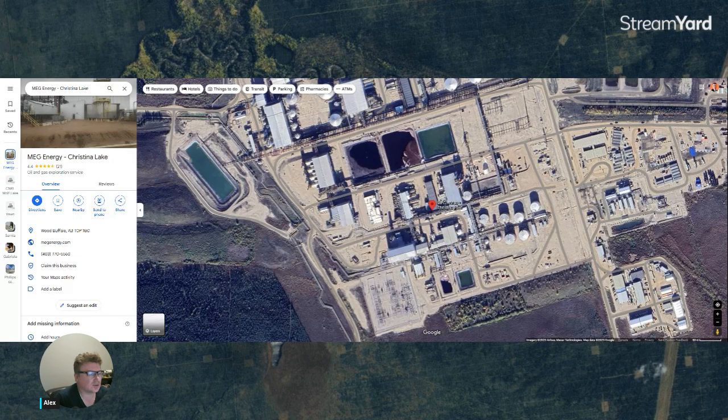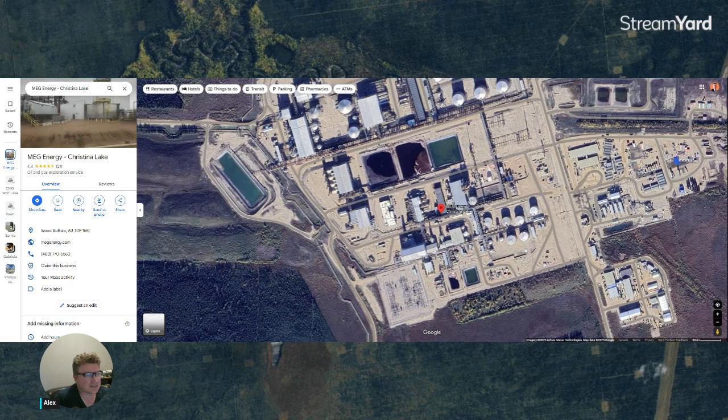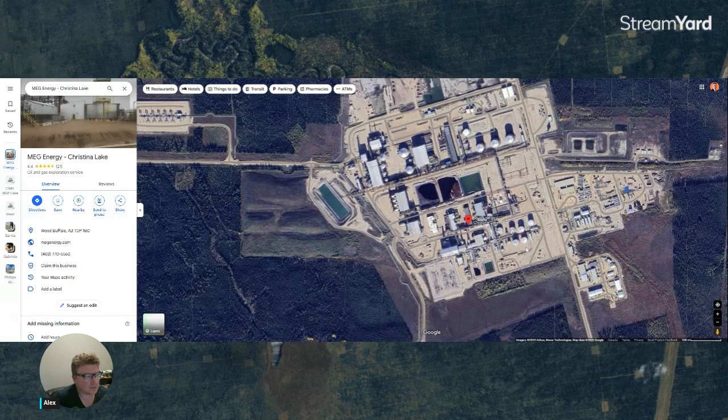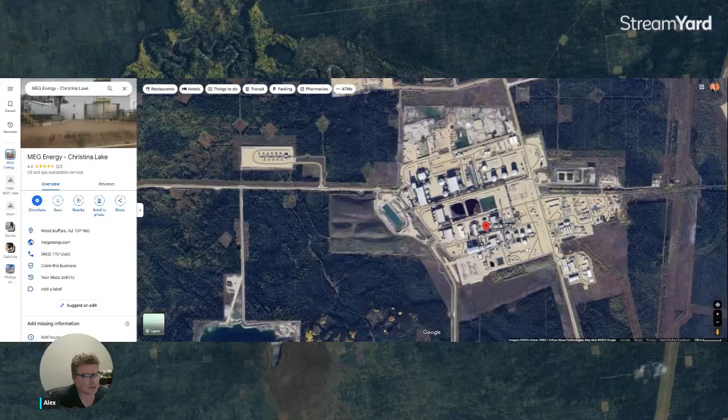So what are we going to do today? We're going to go over SAGD in situ assets. We talked a little bit earlier about selection of those assets for your project, and each person is going to pick an asset and do a deeper dive. And so we're going to start from the first asset that I'm very familiar with. It's called MEG Energy Christina Lake.